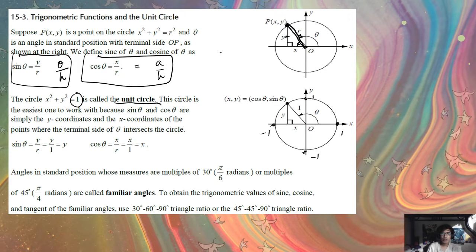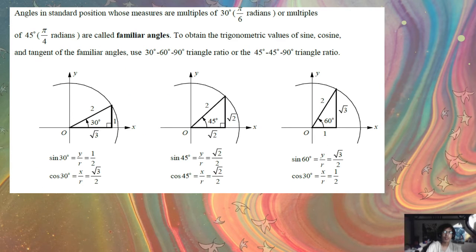Angles in standard position whose measures are multiples of 30 degrees or pi over 6 radians, or multiples of 45 degrees or pi over 4 radians, are called familiar angles. They are the most basic angles that we have for solving problems in terms of the unit circle. To obtain the trigonometric values of sine, cosine, and tangent for the familiar angles, we have to use the 30, 60, 90 ratio or the 45, 45, 90 ratio.